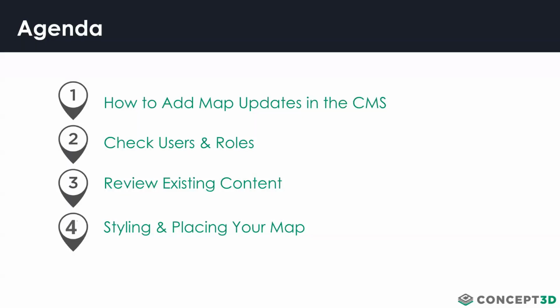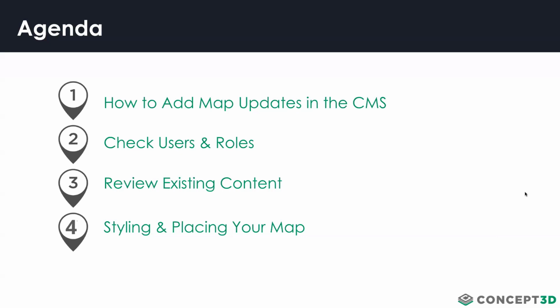So a quick look at the overall agenda today and the bullet points of what we'll be talking about. First, we'll discuss how to add map updates in your CMS. Next, we'll talk about how you can audit your list of users and their access levels. We're going to talk about how you can review the existing content on your map as far as locations and categories, as well as map tours and buttons. And lastly, we'll talk about how to change the look and feel of your map, as well as consider where it lives on your website today.